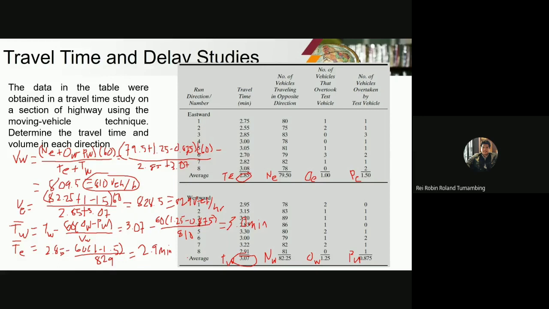Okay? So that is your travel time and delay studies. So kung makikita nyo, it's just direct substitution. Basta alam nyo which of the notations or which values are you going to use for the equations. Okay? So most probably, ganyan lang din lagi yung magiging mga problem natin.